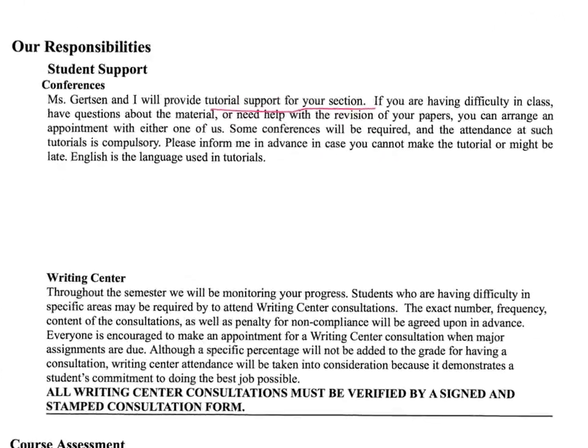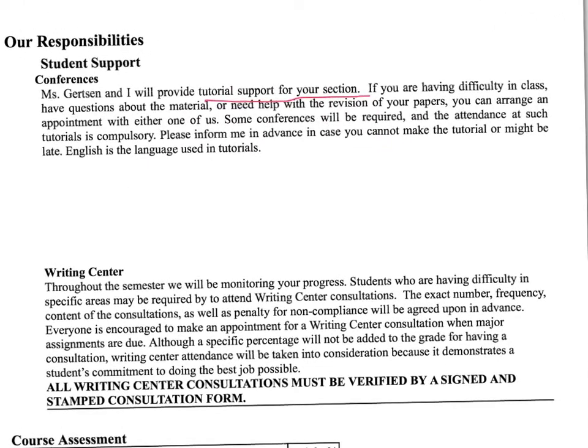And the Writing Center. Last semester you were required to go to the Writing Center. This semester, some of you may be required to go as students who are having difficulty. You and I will sit down together if I see that you're having problems and make some kind of plan for Writing Center attendance. There will be a penalty for non-compliance, but you and I will figure out what that should be. Of course, everyone is encouraged to use the Writing Center. We're hoping you had a good experience last semester, and so would like to continue this semester.